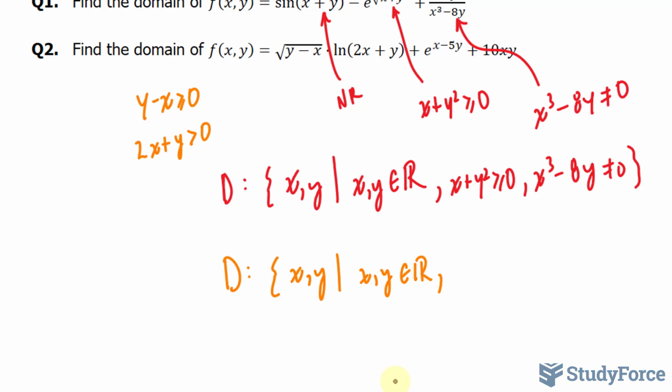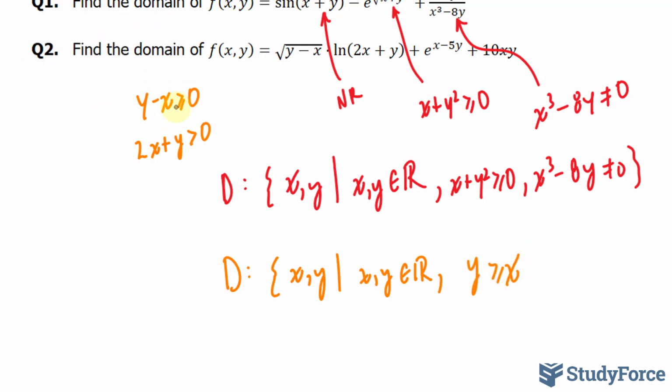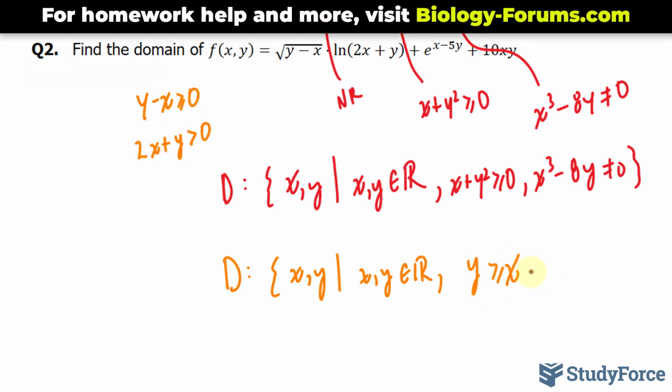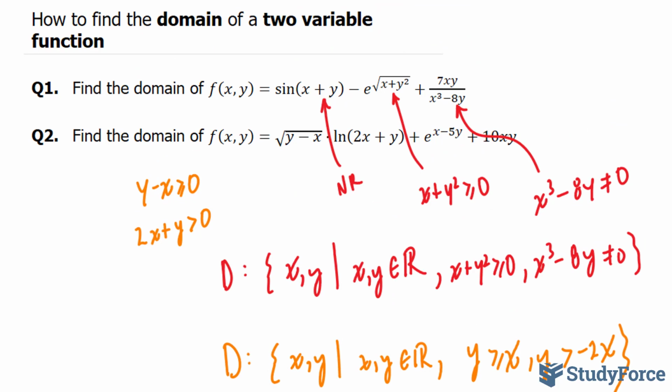And this time what I'll do is solve for y in both of these cases, just to show you that you can. You have y must be greater or equal to x. Notice that I brought the x over and I ended up with the following. And if I bring the 2x over here, I end up with y must be greater than negative 2x. And so there you have it. Two examples on how to find the domain of a two-variable function.